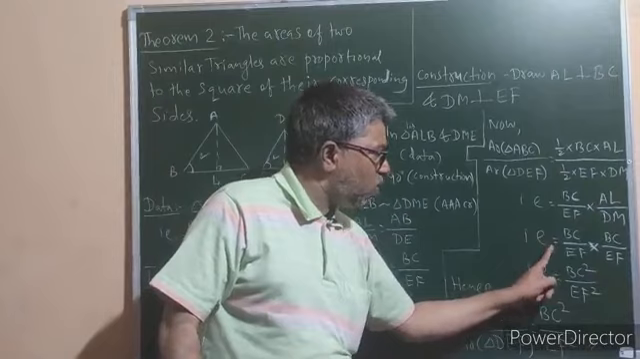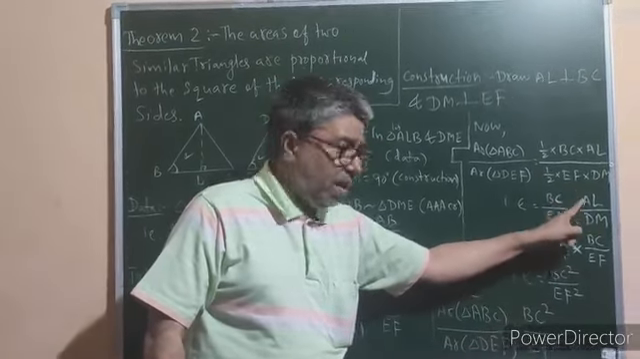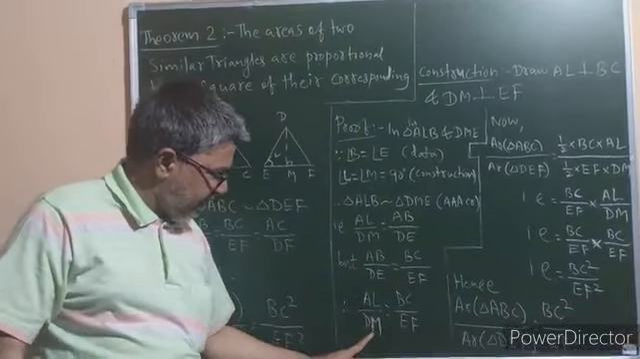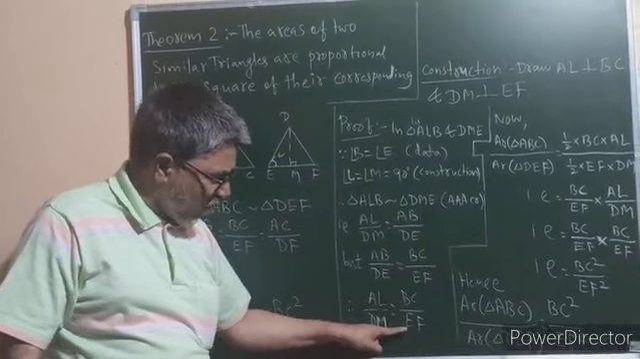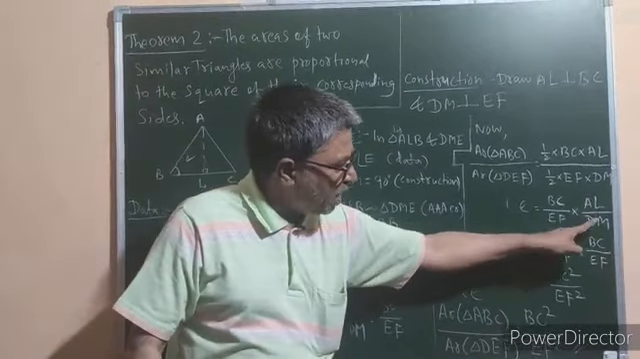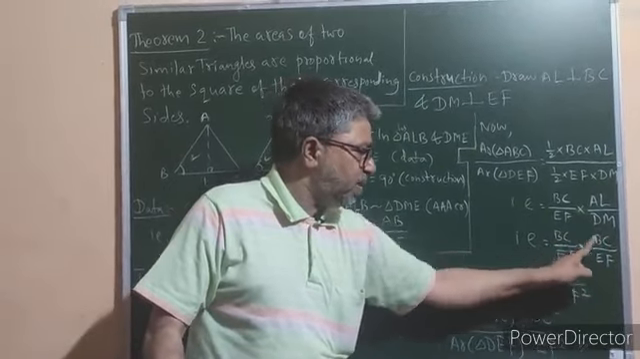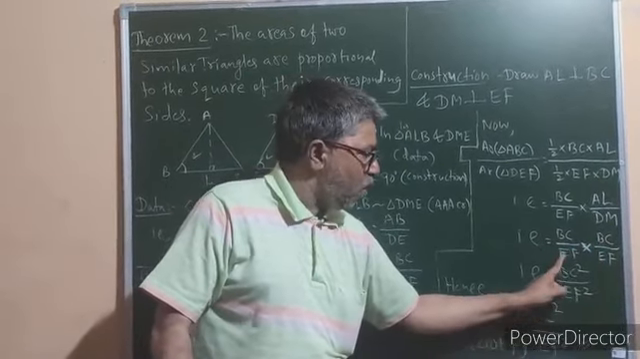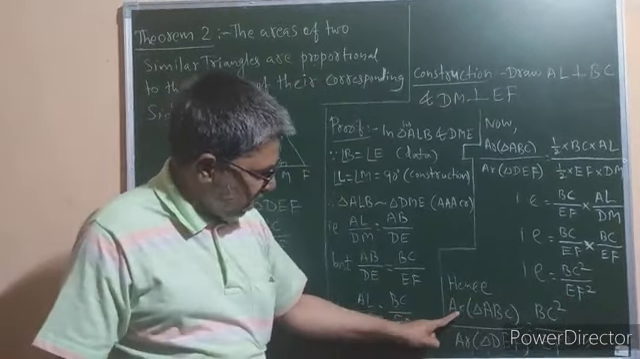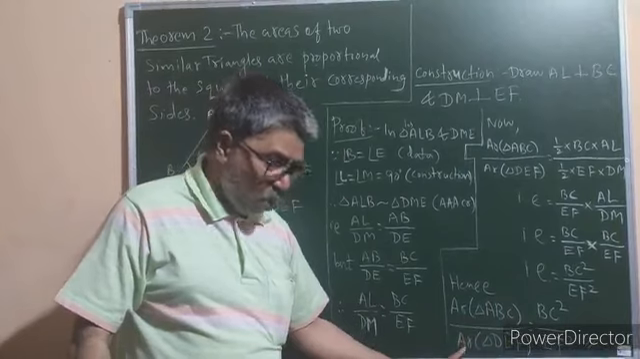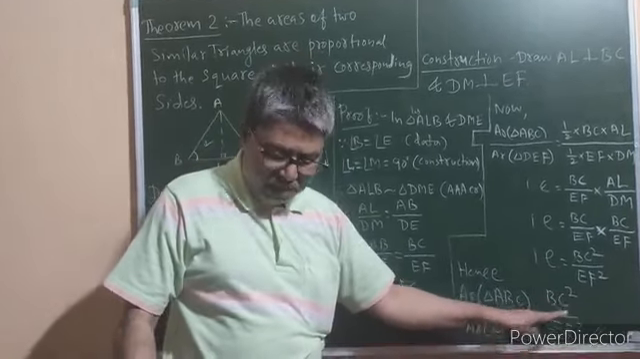That is equal to BC upon EF into, in place of AL upon DM, let us write its value which we got earlier, that is BC upon EF. Now BC into BC is BC square, and EF into EF is EF square. Hence area of triangle ABC upon area of triangle DEF is equal to BC square upon EF square.